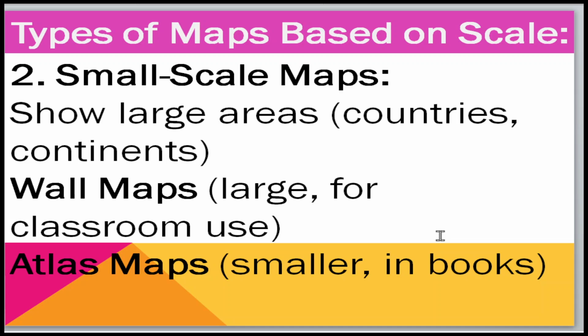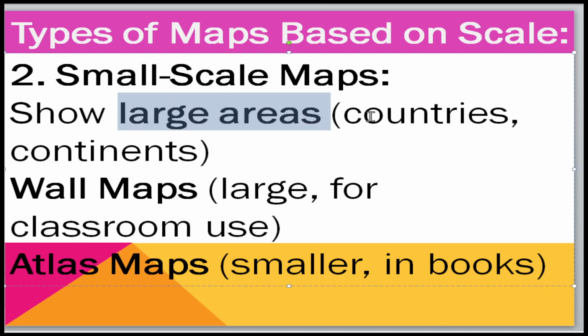Second one is small scale maps. First one is large scale for small areas, but small scale you use to show large areas, for example countries and continents. In this one you have two types. One is atlas maps and one more is wall maps. Wall maps are large and used for classroom use. Atlas maps are smaller and they are in books.